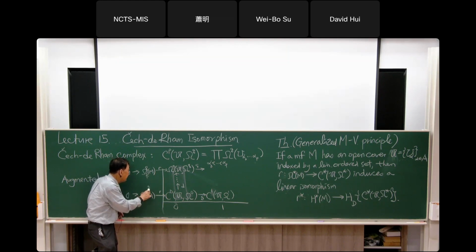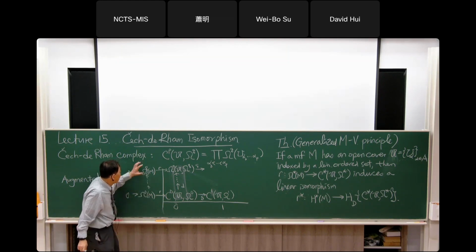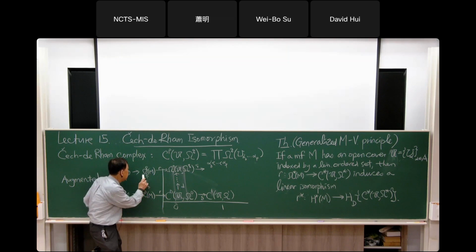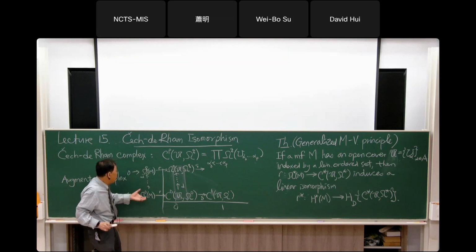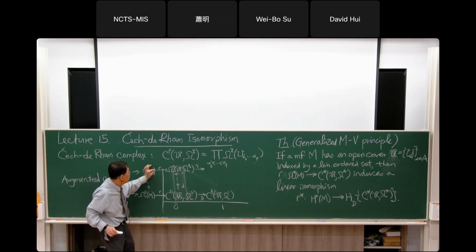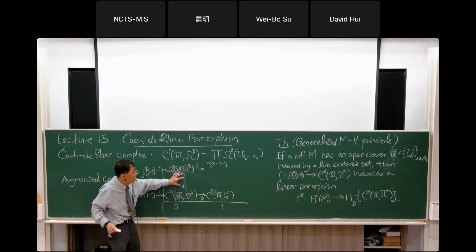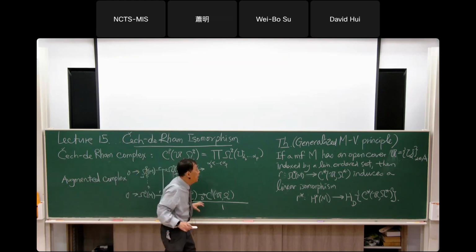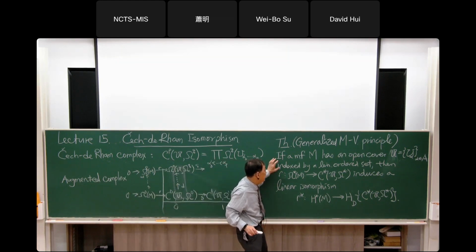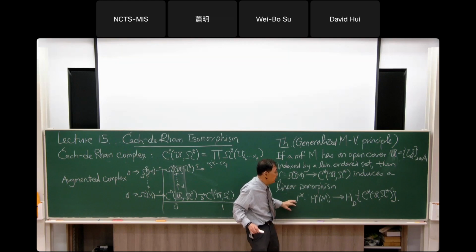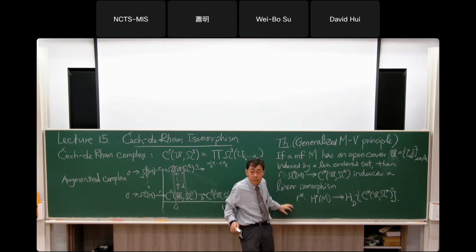So this column has cohomology just the de Rham cohomology. And you have this restriction map going into the double complex. The theorem is that this restriction map induces an isomorphism.